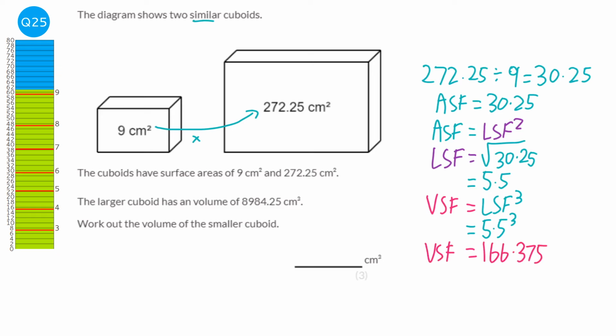Now we're given the larger cuboid has a volume of 8984.25, and we're looking for the volume of the smaller one. So with scale factors, to get from the smaller to the bigger, we times it. To go the other way, we just divide. So we're going to divide this by 166.375. And then when we do 8,984.25 divided by the volume scale factor, we get the answer of 54.